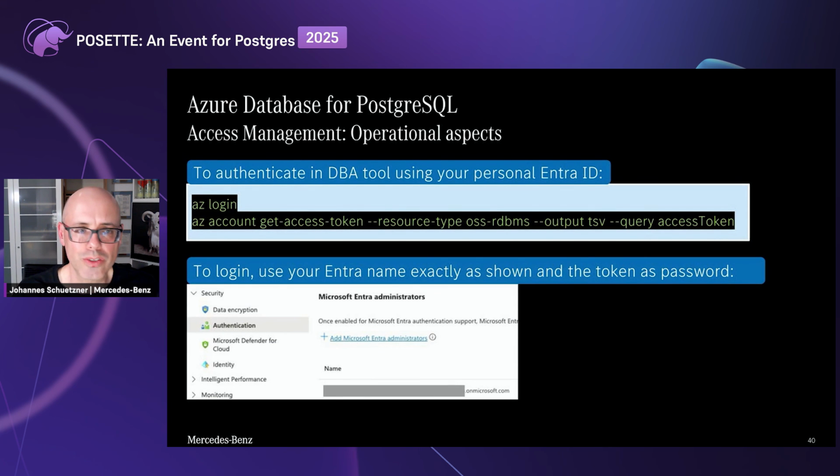Now a few operational aspects. One is, I would like to connect using Entra ID in my DBA tool, like pgAdmin or DBeaver. As I showed earlier, also for this case, you can generate an access token and then log into your DBA tool. Here it's only important that as a user ID, you enter the Entra name exactly as shown in the Azure Portal, and then the token as a password, and that's fine.